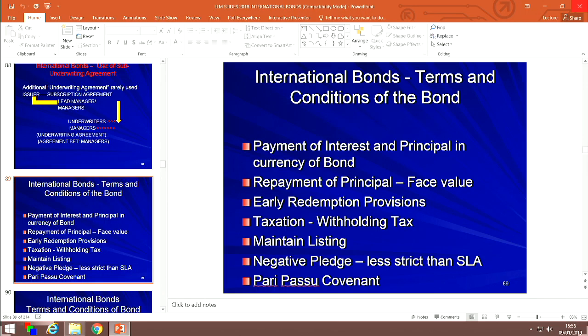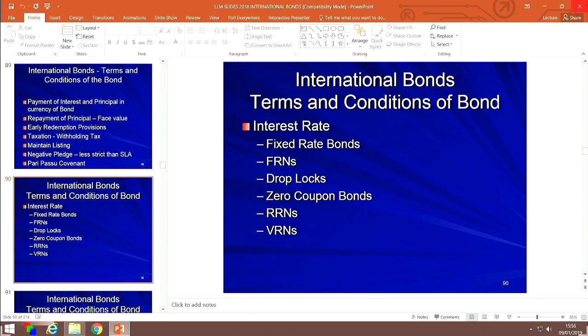Let's now look in detail at these provisions that are found in the bond instrument, starting with the obligation to make payment of interest and principal in the currency of the bond. Now, in terms of interest rates, the interest rate clause varies from bond to bond. As you have probably gathered, most international bonds are issued on a fixed rate basis. They carry the fixed interest rate payable in the currency of the bond, payable 3 or 6 monthly, depending on what's the term included in the bond instrument. That's a standard fixed rate bond.